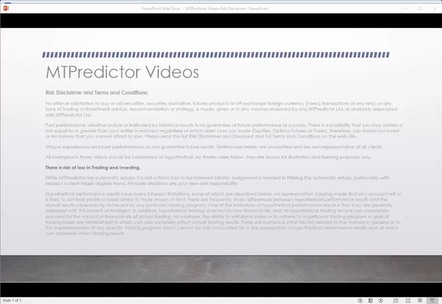In today's MTPredictor video, I'd like to look at some longer term time frames on the Indian markets, in particular the BankNifty on a 15-minute with 60-minute for trend.